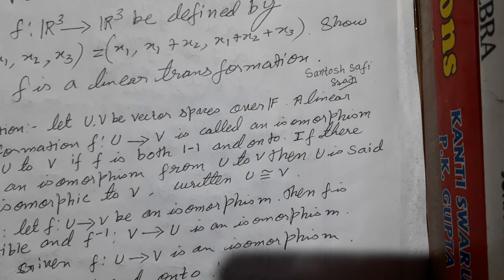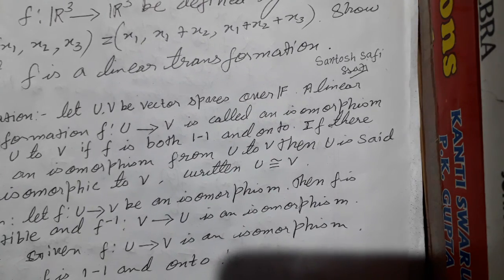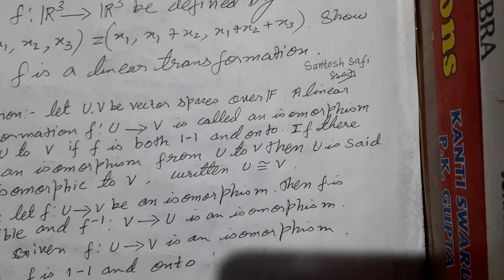In this video, I am going to explain the definition of isomorphism. So here we have to take two vector spaces. I'm taking U and V to be two vector spaces over the field F. Then I take a mapping f from U to V, which is a linear transformation or vector space homomorphism. Then this mapping is said to be an isomorphism if f is 1-1 as well as onto.